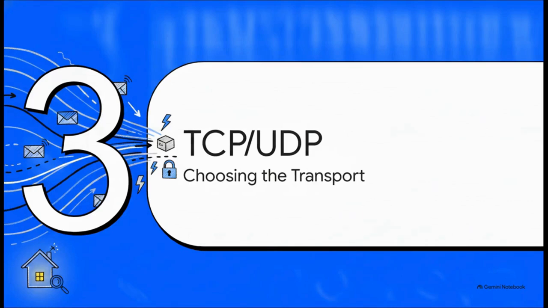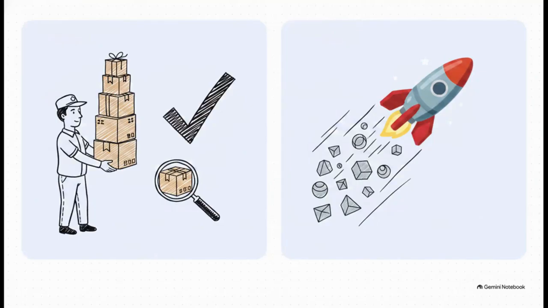All right, Section 3, Choosing the Transport, How Data Travels. So, once we know where we're going, the data has to travel, and it travels using transport protocols. The two major players here are TCP and UDP. Now, TCP is like your highly reliable, meticulous courier. It checks for errors, guarantees delivery, and ensures your data arrives in the exact right order. It takes a tiny bit longer, sure, but it is flawless.